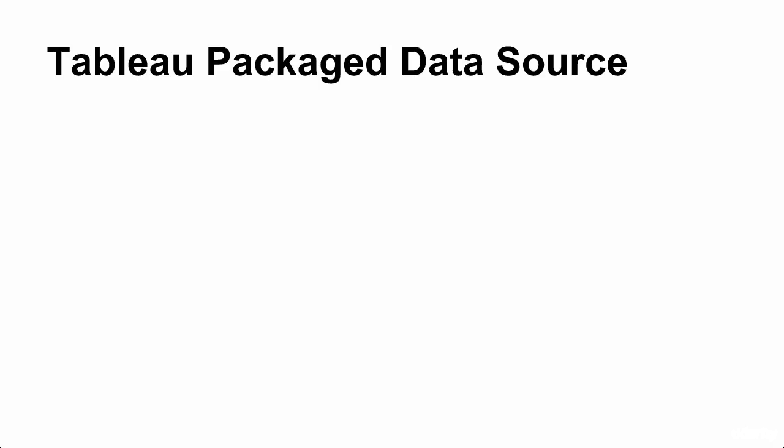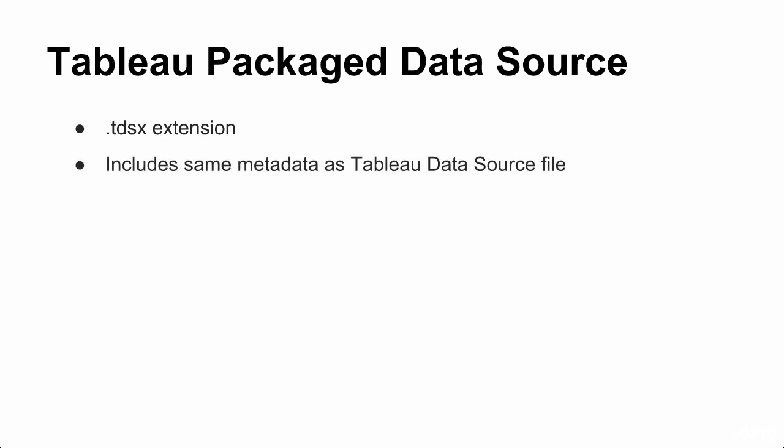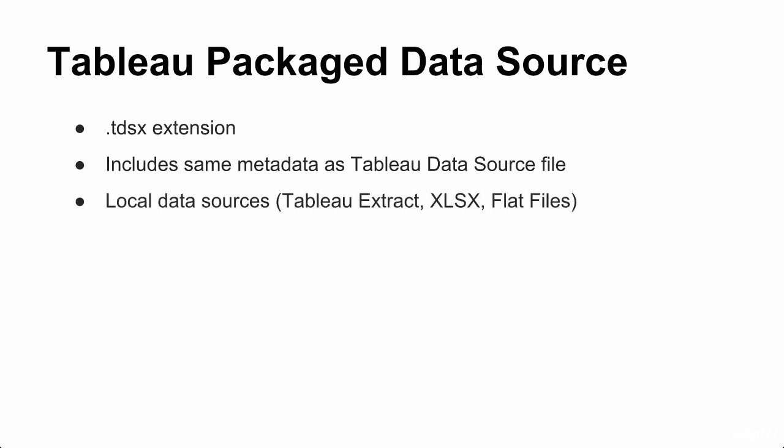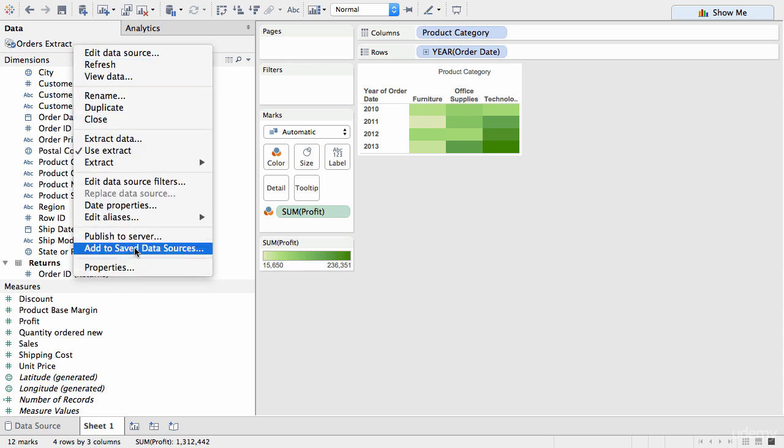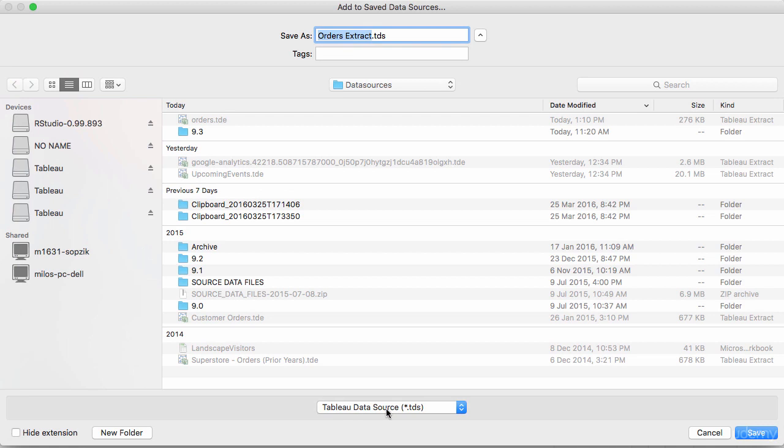The other file type you should be aware of is a package data source. It contains .tdsx extension, and this file contains Tableau data source file we just spoke about, as well as any local data source, such as a Tableau extract, Excel files, text files, and so on. In other words, it contains both data and metadata. So you would use this type of file when you want to share source data with people who may not have access to it. To create the data source file, you can right-click on your connection and go to Add to Save Data Sources. And from here, you actually can choose whether you want to save it as a Tableau data source or as a Tableau packaged data source.